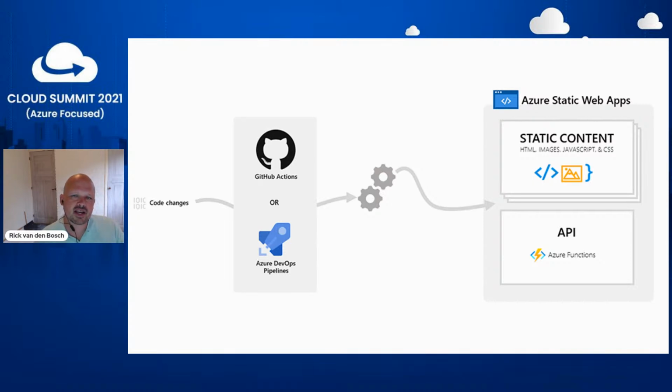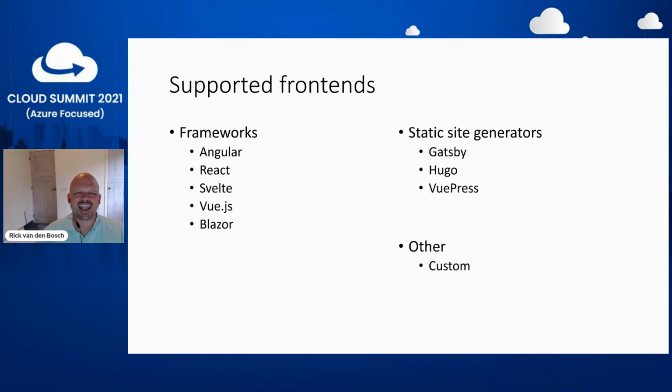Now, as far as that static web app goes, or that static content goes, it actually supports a lot of frameworks by default. So, for instance, it supports Angular, it supports Blazor, it supports Vue, but also static site generators like Gatsby and Hugo, or custom stuff that you roll yourself, is all supported as long as they can build it inside of a GitHub pipeline.